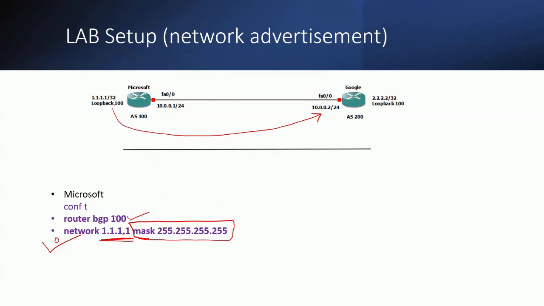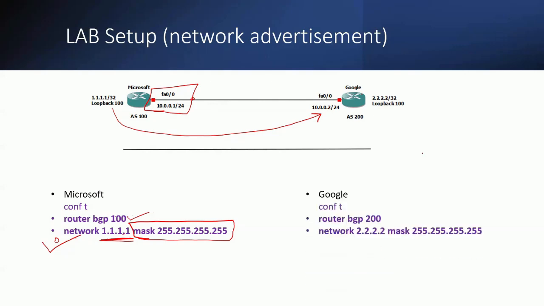So this is getting advertised to Google. Google can reach 1.1.1.1 via next hop 10.0.0.1. Why? Because we made the peering with the neighbor IP address 10.0.0.1. Correct? On the other side, on the Google side, under the router BGP 200 process, network 2.2.2.2 with its subnet mask, we are advertising the 2.2.2.2 network to its Microsoft peer. So I hope it is clear how to do network advertisement to the peer.